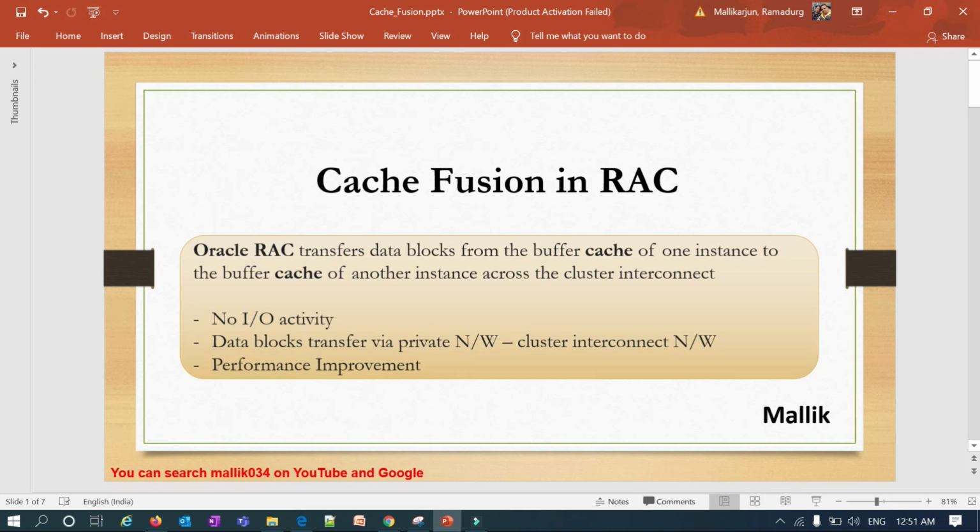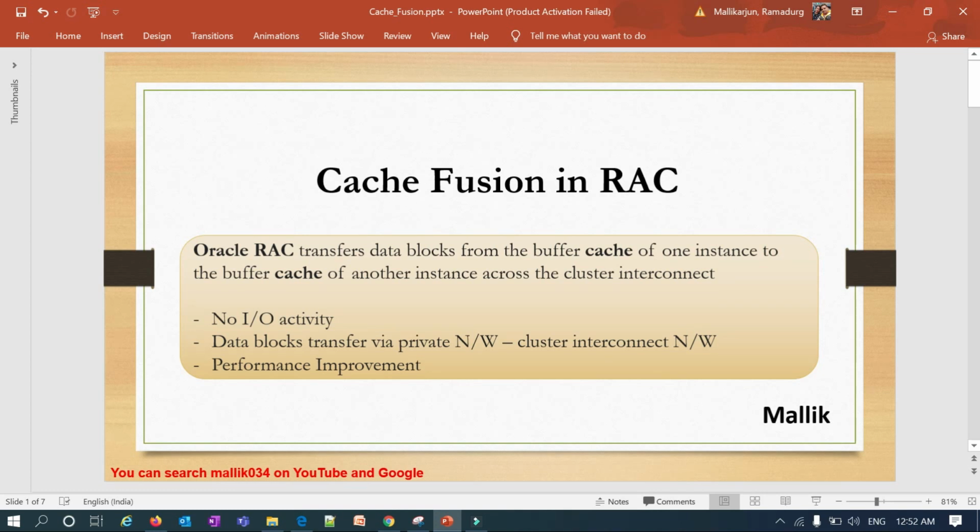So what are the advantages of cache fusion? There is no need for IO activity. If the block is already available in instance 1, the user connection to instance 2 directly gets the data block from instance 1. It doesn't need to connect to the actual physical data files, or fetch from physical IO into the buffer cache and then present it to the user. Rather than doing that IO, instance 2 gets the data directly from the buffer cache of instance 1, and then it is given to the end user. That is one of the advantages.